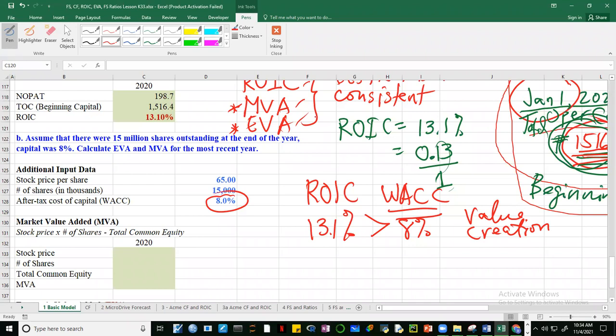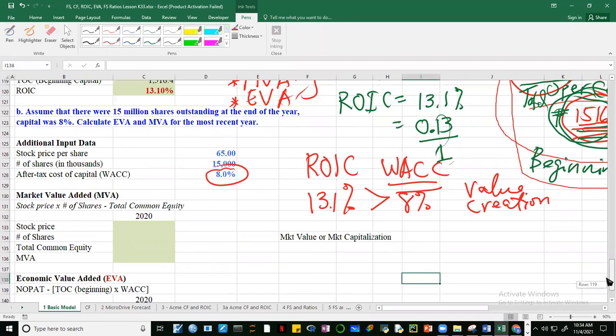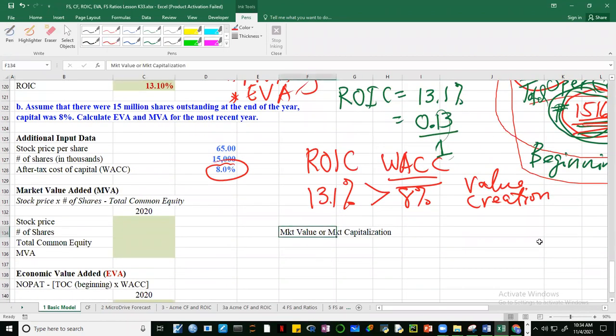MVA, market value added. Ano naman yung market value added? In order to understand market value added, guys, we need to compute for the market value, or call it market capitalization. Okay. How do we compute for market capitalization? Okay. Kailangan alam natin magkano ba yung stock price ngayon. At saka ilang shares ba yung issued ng company.